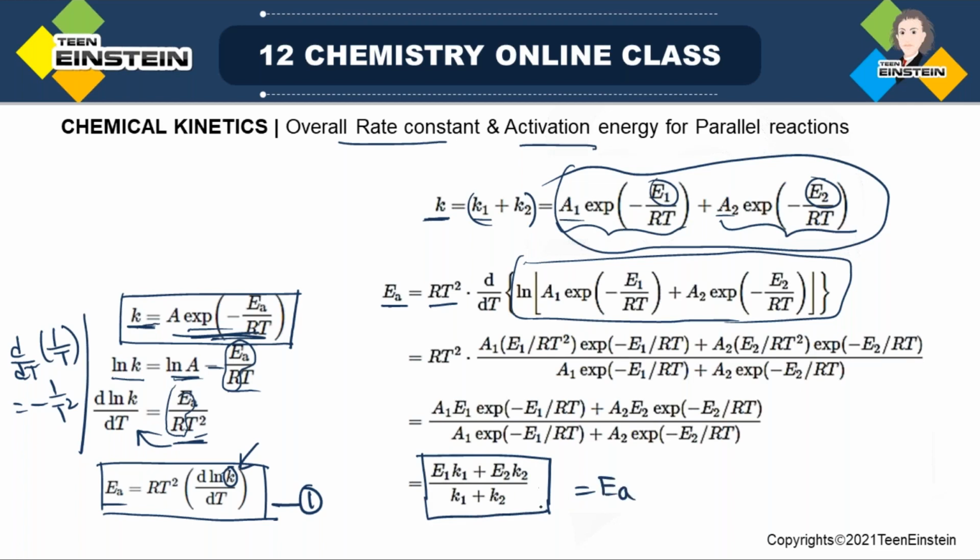So see, overall activation energy, how it is related to individual activation energy and rate constant, this relationship we can see here. You can also write it in this way: E1 K1 plus E2 K2 divided by K. So overall activation energy is related to the individual activation energies, that is E1 and E2, and also the individual rate constants K1 and K2. So this is also another important relationship.